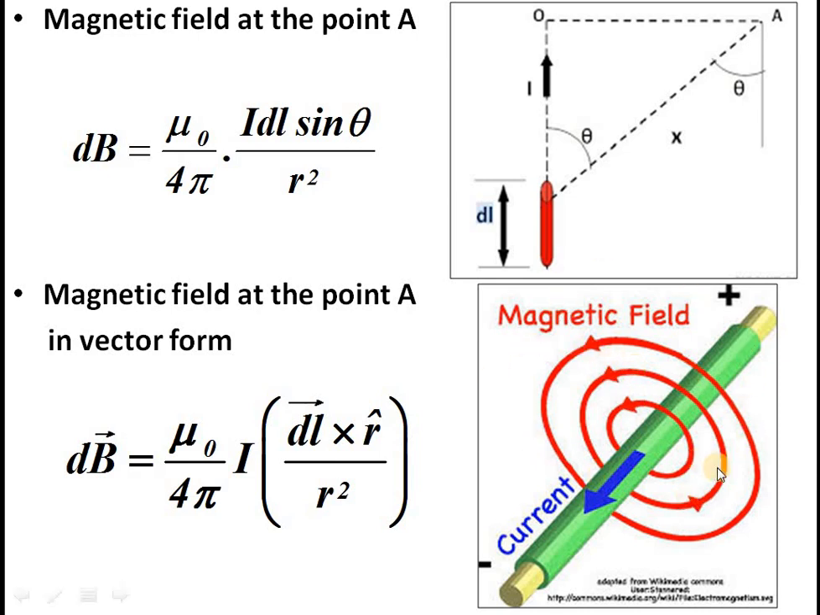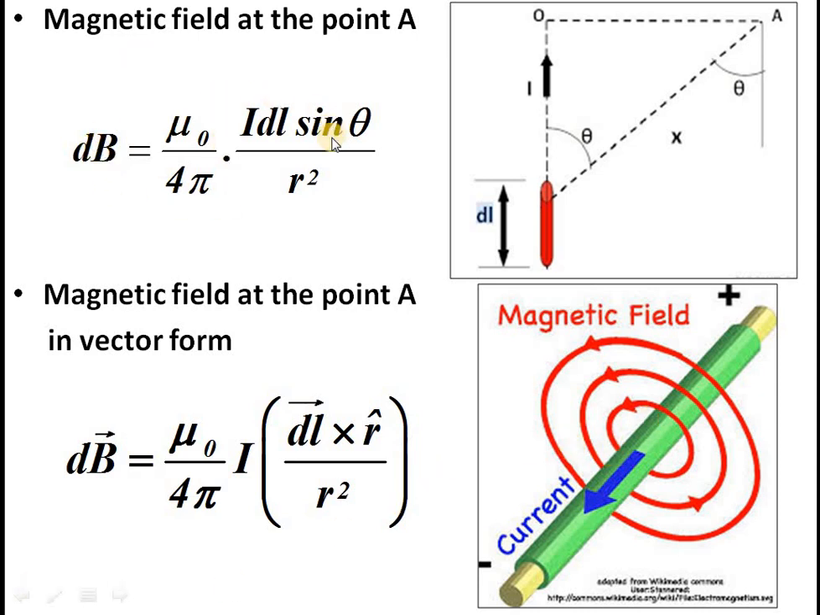So this is called the right hand thumb rule. That will give you the direction of magnetic field. The rest of the fingers will be along this. You can just experience it by holding a wire like this. That is why this is called the right hand thumb rule.